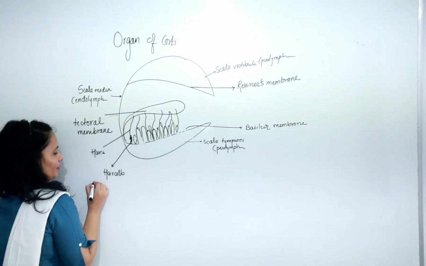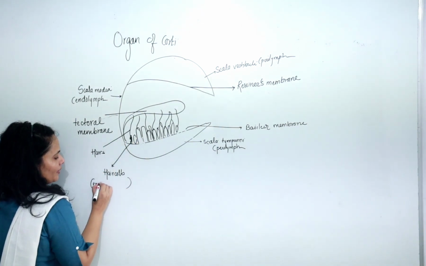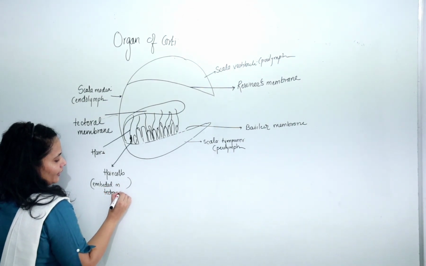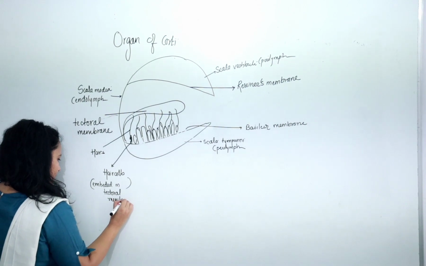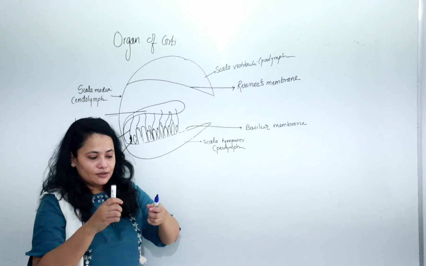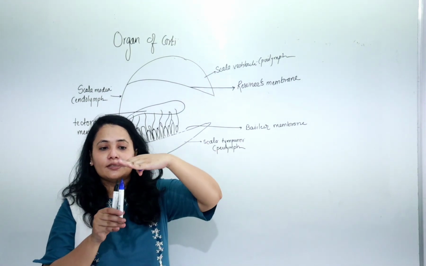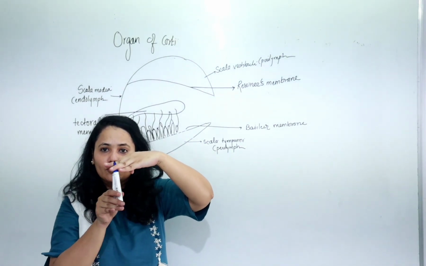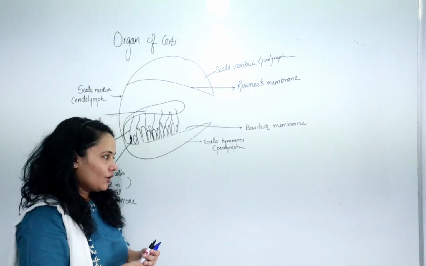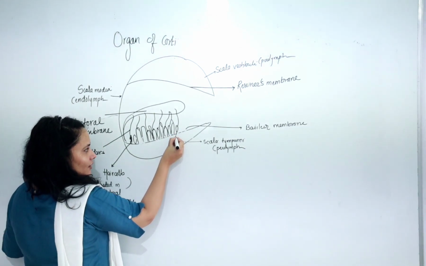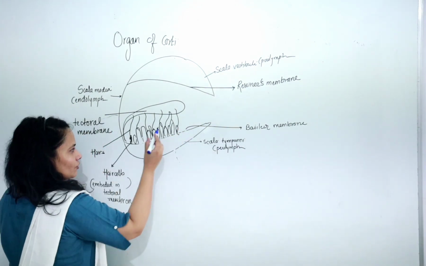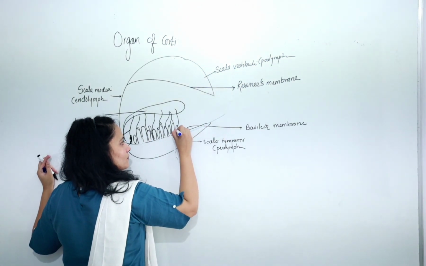These hair cells are embedded in which membrane? These are embedded in the tectorial membrane. Suppose these two pins are hairs, and this is the membrane, so they are embedded inside it. Whenever the membrane moves, the hairs also will move this way. From these hair cells come out the nerves. Let us draw with another pen, this way.